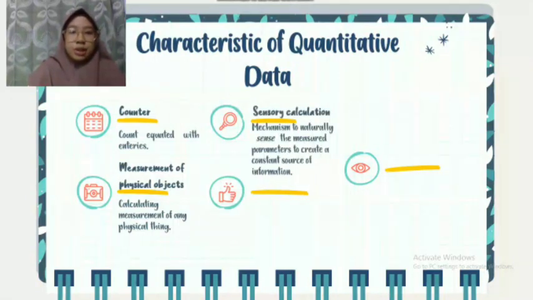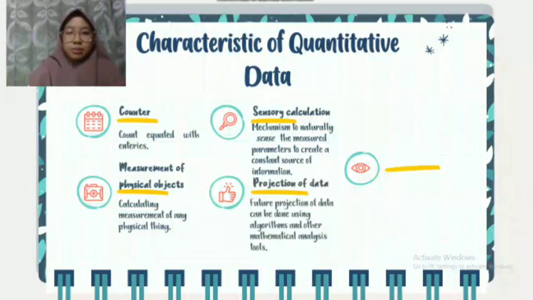Next is sensory calculation. Mechanism to naturally sense the measured parameters to create a constant source of information. For example, a digital camera converts electromagnetic information to a string of numerical data. Next, projection of data. Future projection of data can be done using algorithms and other mathematical analysis tools. For example, a marketer will predict an increase in sales after launching a new product with true analysis.